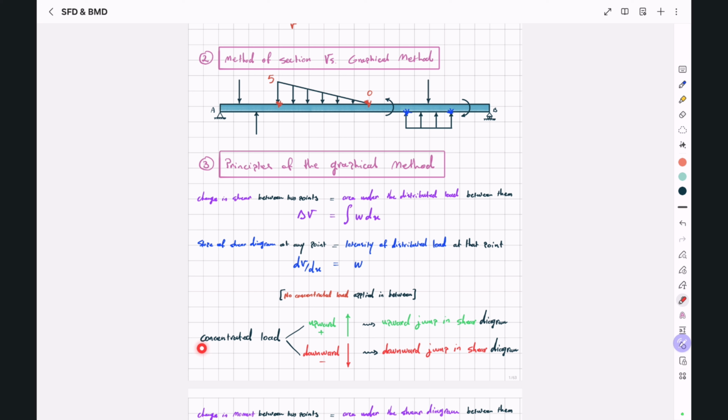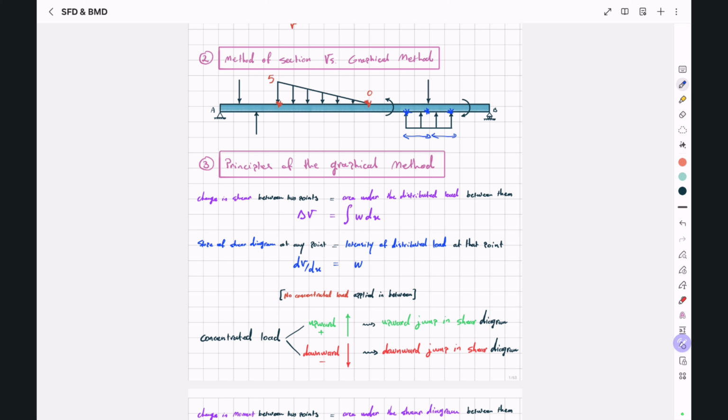In these cases, when we have a concentrated load, if our concentrated load is upward, we're going to have an upward jump in our shear diagram. And if our concentrated load acts downward, we're going to have a downward jump in our shear diagram. So for this situation here, for example, we can determine the change in shear between these 2 points. Then at this point, we're going to have a downward jump in our shear. And from this point to this point, we can determine the change between these 2 points by calculating the area of the distributed load between these 2 points.